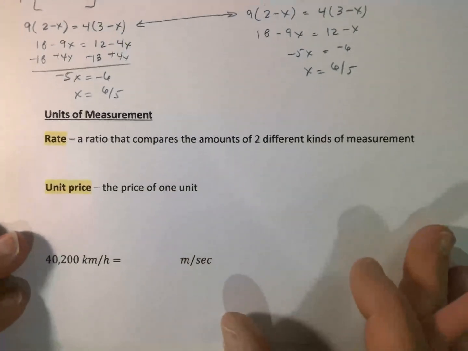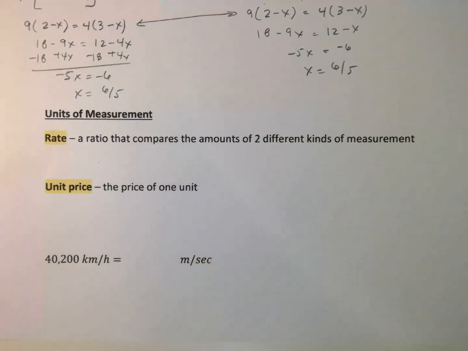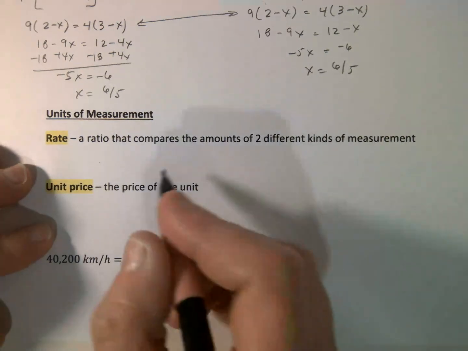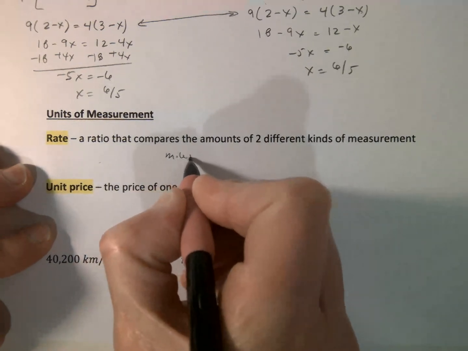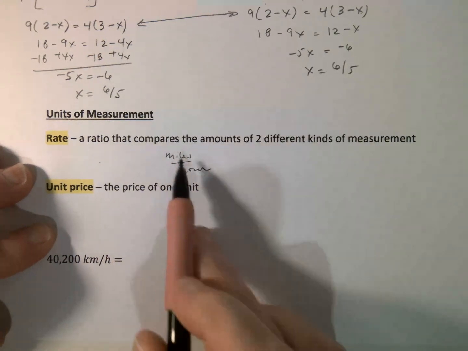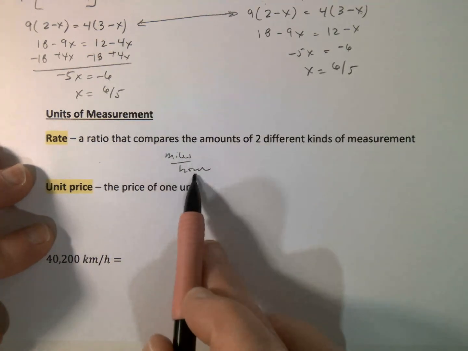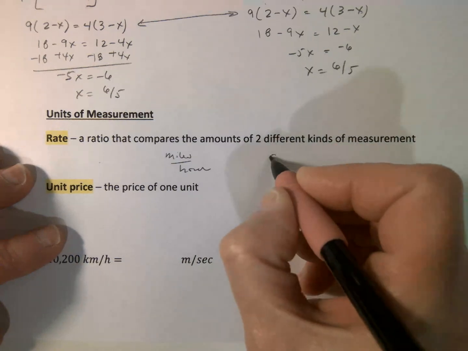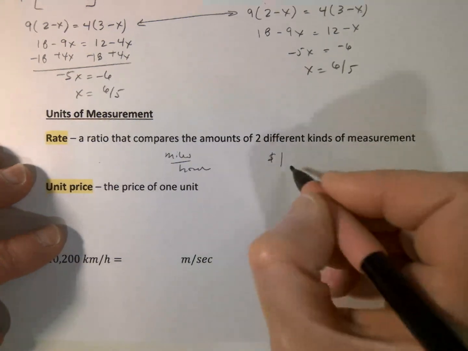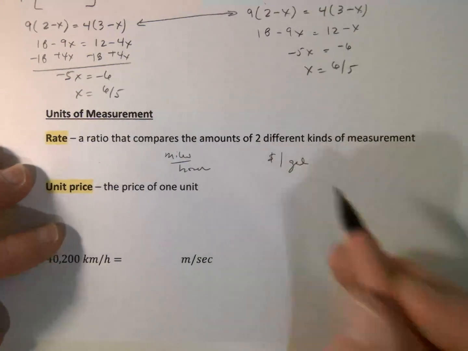Okay, so here are some more definitions. These are for units of measurement. A rate is a ratio that compares the amounts of two different kinds of measurement. A rate might be something like miles per hour. Those are two different types of measurement: this measures length, this measures time. I could have dollars per gallon. Again, two different types of measurement.